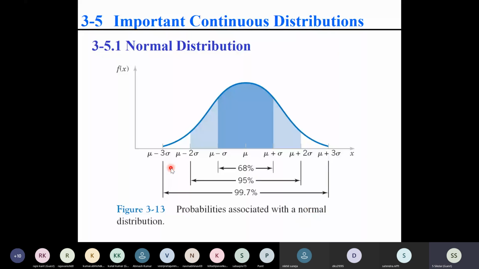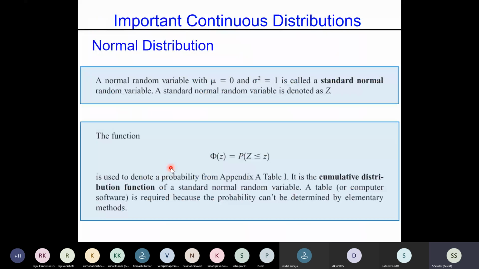Now, what is the difference between the normal distribution and the standard one? A normal random variable, when the mu value becomes zero, that means the mean value is zero, and sigma squared, or the variance, is one, is called standard normal. A standard normal variable is denoted by Z. We already talked about the Z score.